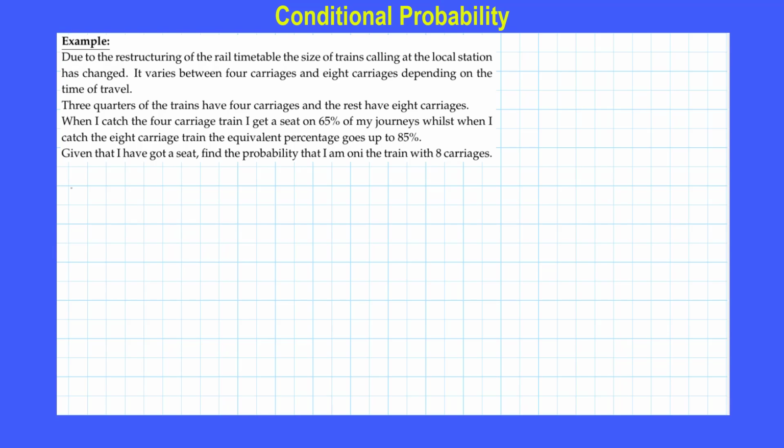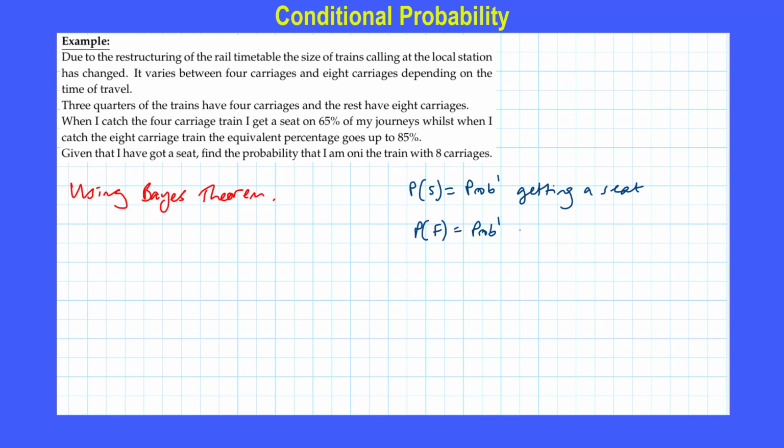So an example here. Okay, so we talk about trains in a station and whether they're big trains or small trains and so on. So read the question and then have a look at how I'm solving this one. So we're going to do it two ways. First of all, using Bayes' theorem. So the basic probabilities that we've got, we're going to identify. So we're going to say S is the probability that we get a seat. F is the probability of getting a four carriage train. And E is the probability of getting an 8 carriage train. So identifying those variables just makes it a little bit easier for following through with the workings as we need them.